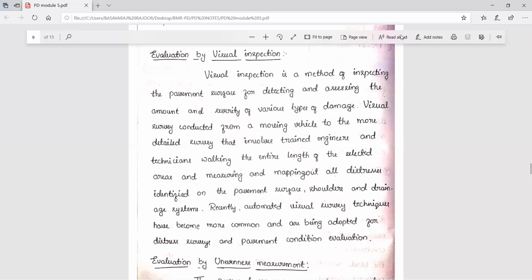The inspector checks the sample unit and records the type, severity, and amount, which must correspond to those defined in the distress identification manual. The quantities and severity should normally be estimated using measuring techniques as accurate as possible.